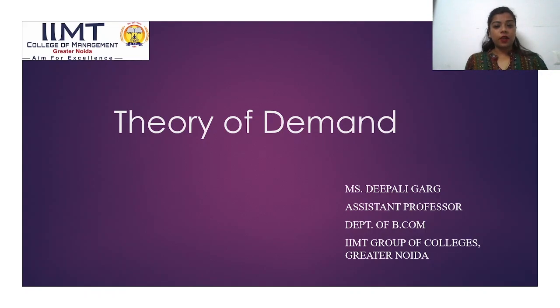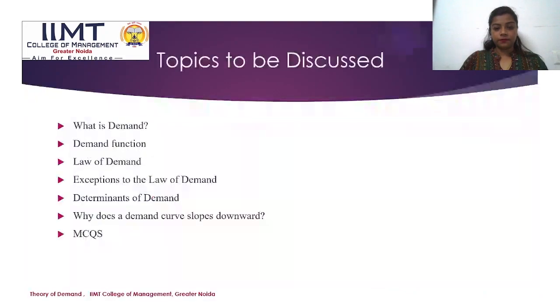So, today we are going to discuss the topic theory of demand. Before starting the topic, let us have a look at the different subtopics that we will be covering today. First is what is demand, then the demand function, law of demand, exceptions to the law of demand, what are the factors or the determinants of demand, and why does the demand curve slope downwards. In the end, we'll be having some MCQ questions.